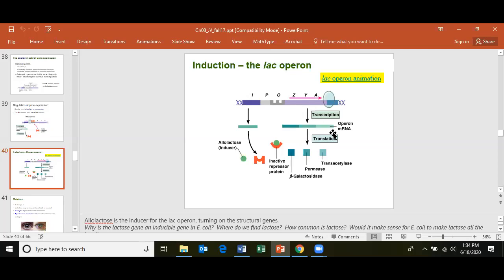Would the lac operon being turned on be considered an environmental factor? Yes, the environmental factor that turns on the lac operon is whether allolactose is around in the environment. If allolactose and lactose aren't around, the lac operon will be turned off. But if lactose and allolactose are around, the lac operon will be turned on. Good question. All right, any other questions about operons in general?